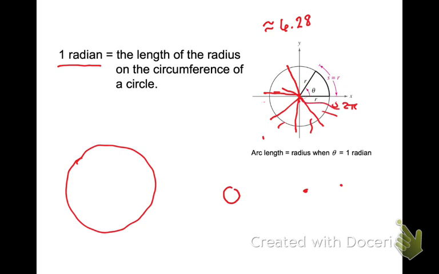I'm not going to ask you to divide it. So again, a radian is the measure of the radius on the what? The circumference of the circle. You just need to understand what it is. There's 360 degrees in a circle. There is 2 pi radians in a circle.